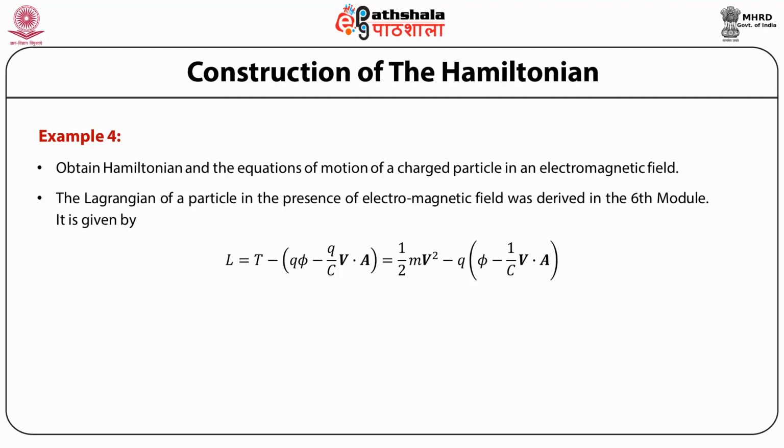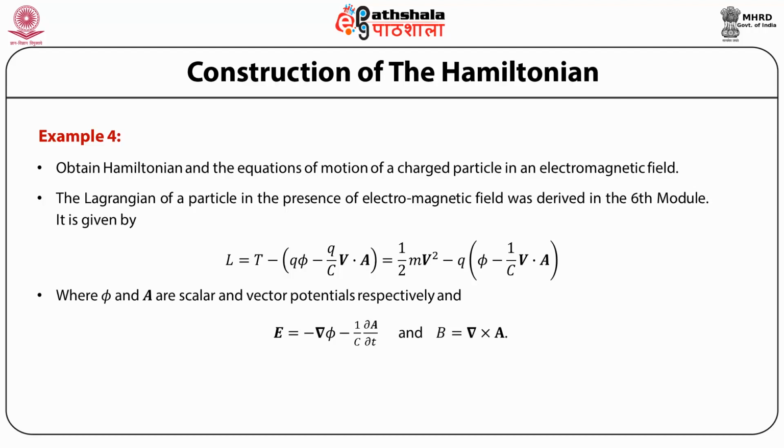For a particle, in terms of the Cartesian coordinates, the kinetic energy is half mv square. So L is equal to half mv square minus q times phi minus 1 upon c v dot A. Now, in terms of the scalar and vector potential, we know that the electric field E is given by minus gradient of phi minus 1 upon c dA by dt, where c here is the velocity of light, and the magnetic field B is nothing but curl of A.